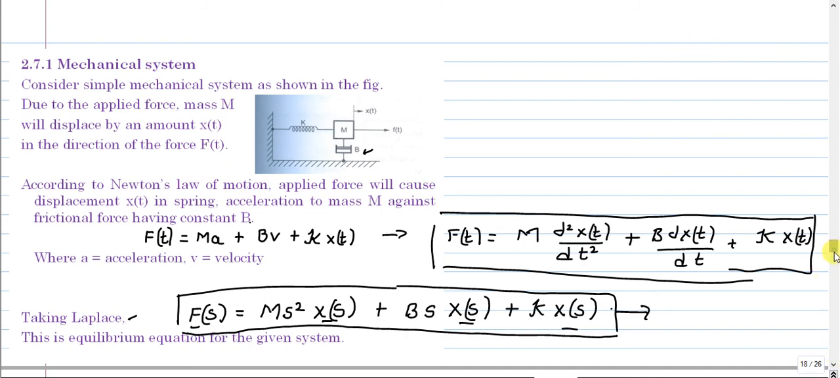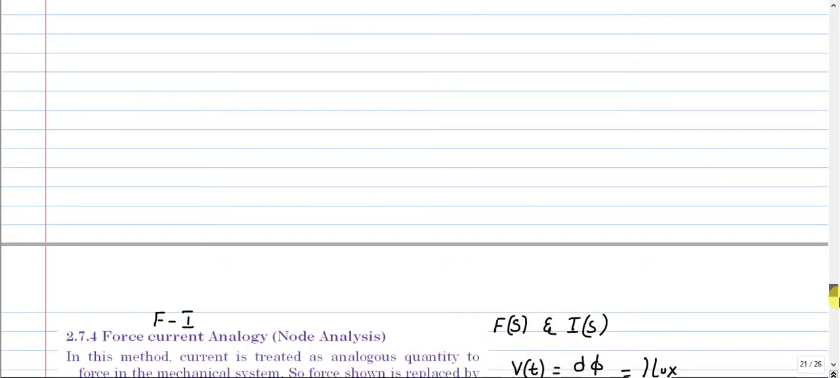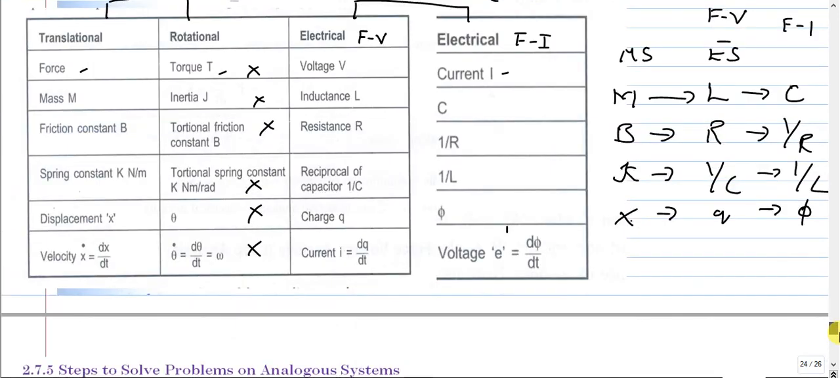So how to do that? You should know what will replace what in force voltage as well as in force current. This table will clearly make a statement. In force voltage, mass will be replaced by inductance, friction B will be replaced by resistance R, spring constant K will be replaced by 1 by C, displacement will be replaced by Q, and velocity will be replaced by current I.